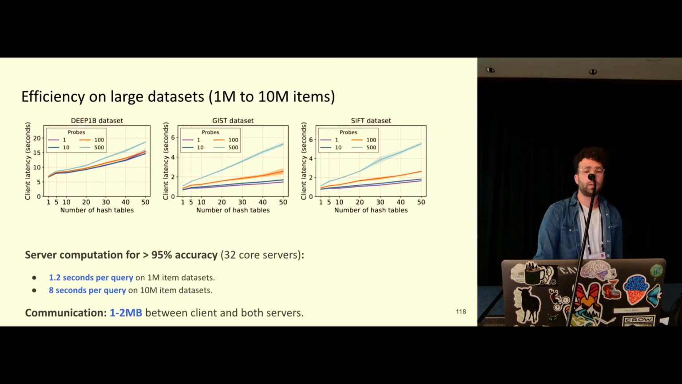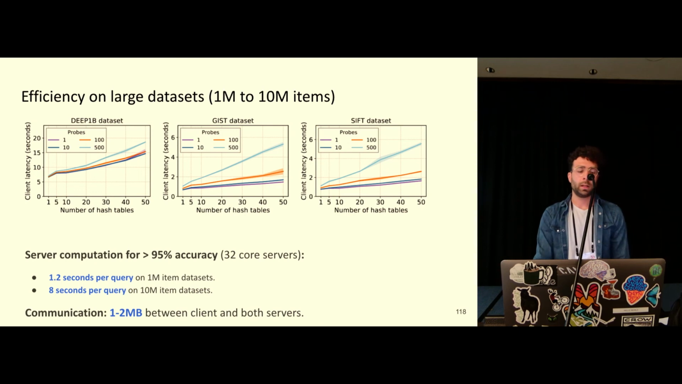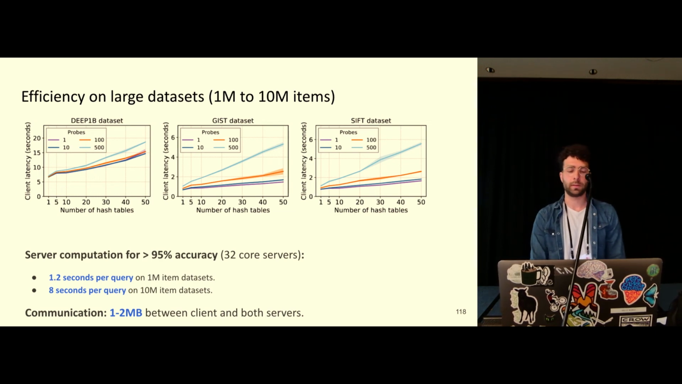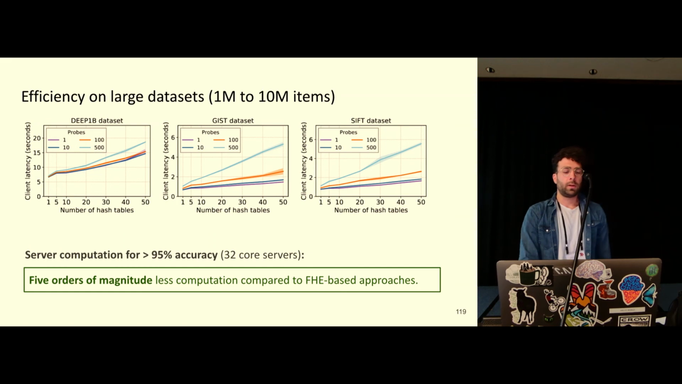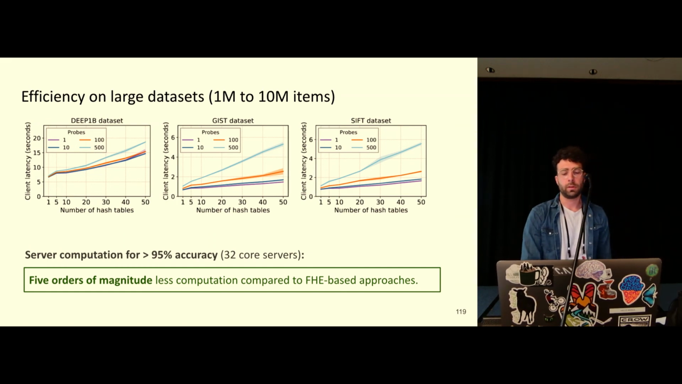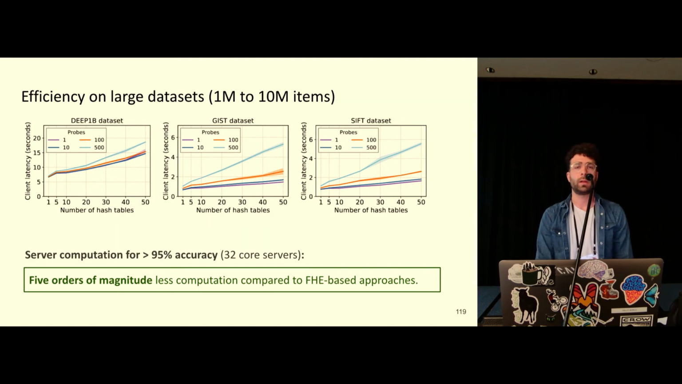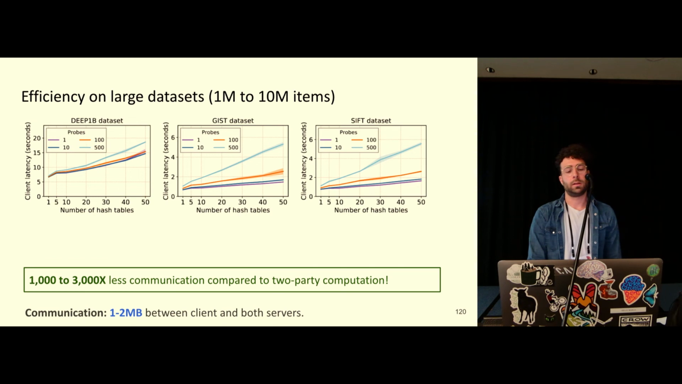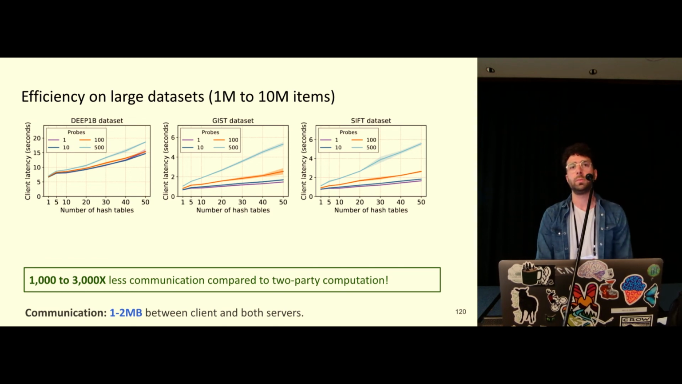On the larger data sets, so 1 million items and 10 million items, we require 1.2 seconds of server processing time per query and 8 seconds of processing time on the 10 million item data set. And the communication remained between 1 and 2 megabytes. So this is 5 orders of magnitude less computation compared to FHE-based approaches for approximate nearest neighbor search. And it's about 1 to 3,000x less communication compared to the two-party computation-based approaches.